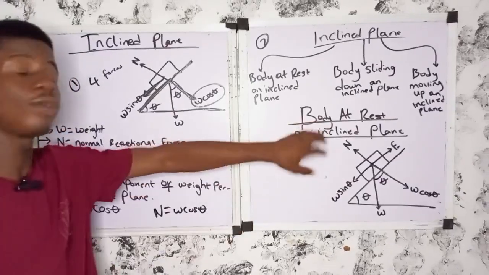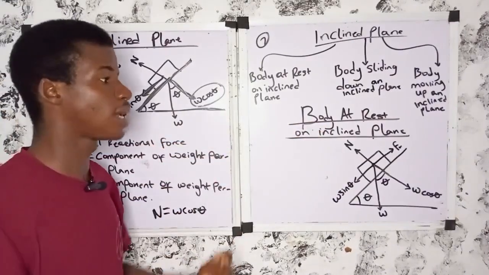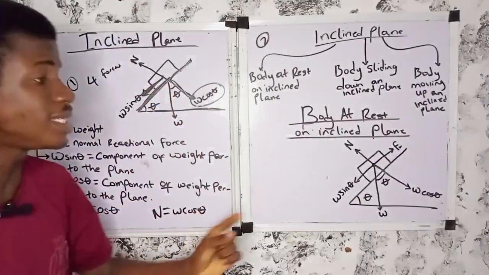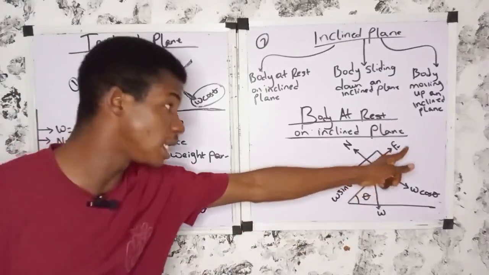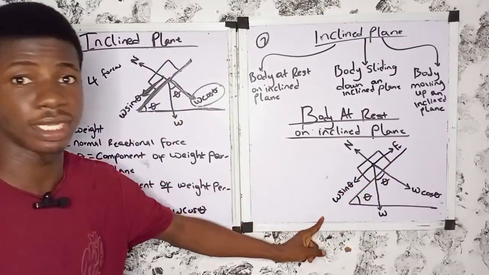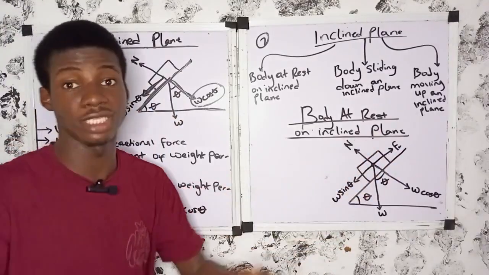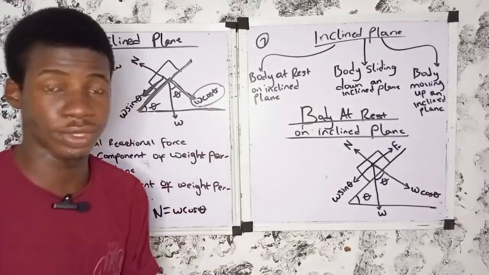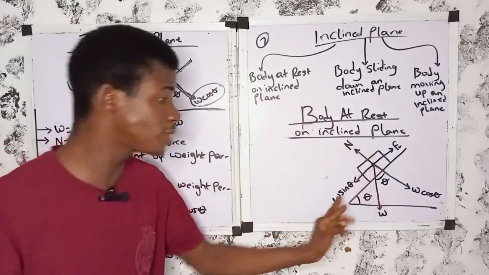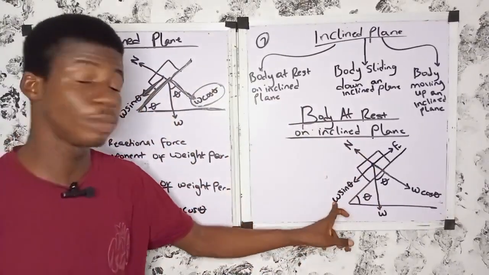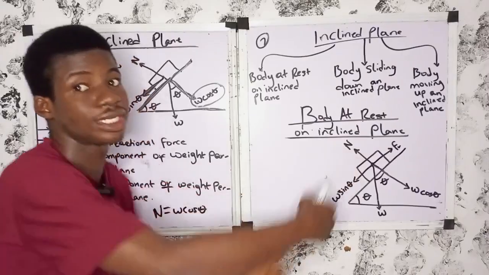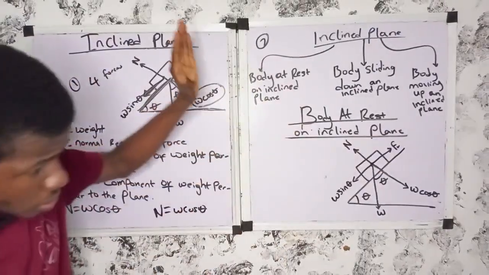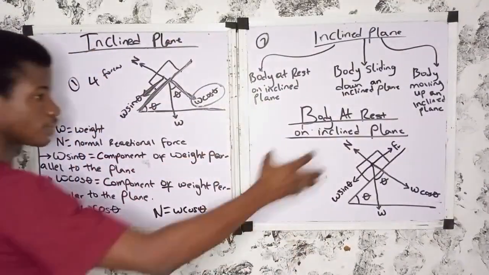Now when a body is at rest on an inclined plane, and that inclined plane is a rough inclined plane, remember, the plane is usually rough, so friction usually acts. Remember, I told you that W sin theta always acts in this direction, trying to bring the body to this side.